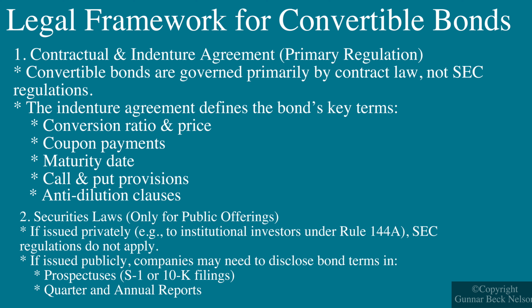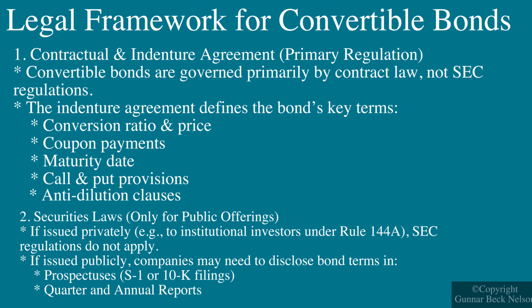Meanwhile, if a company were to issue convertible bonds and notes in a public setting, they would have to abide by SEC regulations, where if issued publicly, companies may need to disclose bond terms in their S-1 or 10-K filings for public companies, or quarterly and annual reports if traded. And if the bonds are issued privately to institutional investors under Rule 144A, the SEC regulations do not apply.